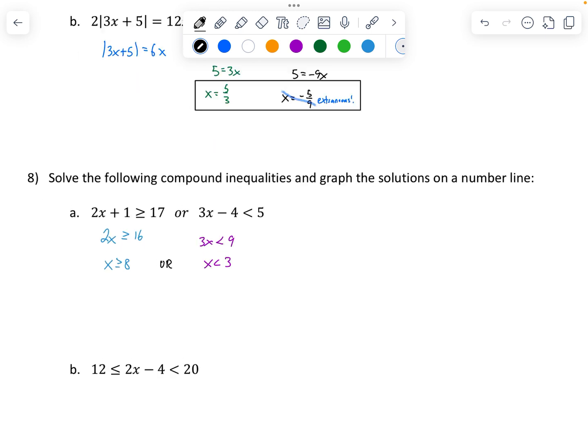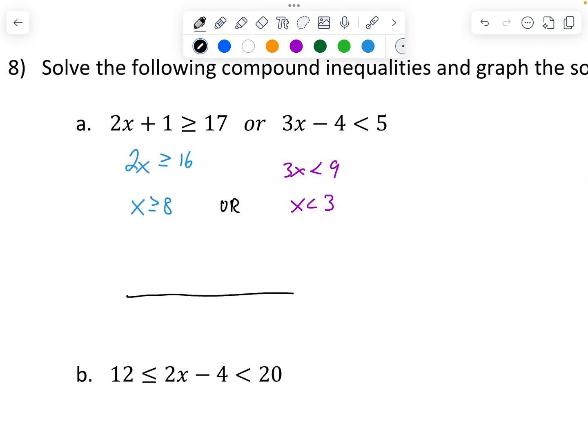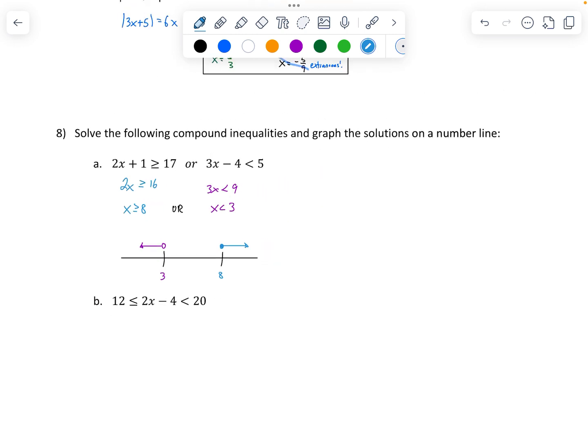We need a number line. Remember on your number line, I just need the key numbers 3 and 8 in this case. Less than 3 goes this way. Greater than or equal to 8 goes this way with a filled in circle because it's or equal to.